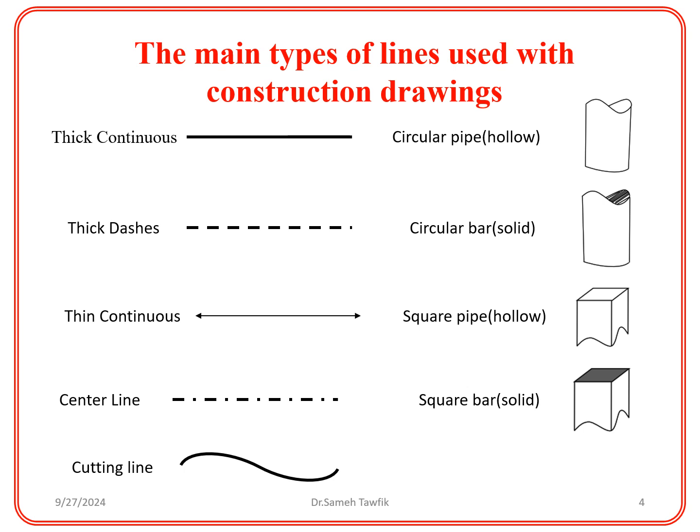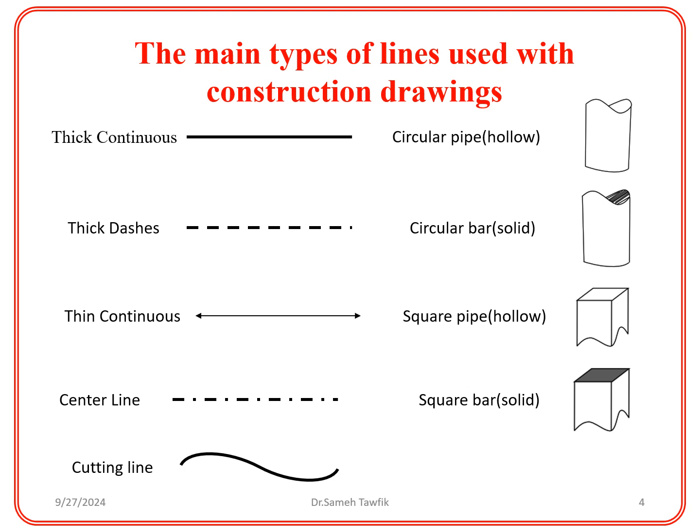Thin continuous lines. These lines are used for dimension lines, which show the measurements of objects. Center lines. These lines represent the center of symmetry of an object, helping to locate its center point. Cutting lines. These lines indicate where a section or view of an object is taken to show its internal details. Now, let's focus on the right side of the image, where we see examples of how these lines are used to represent different shapes and objects.